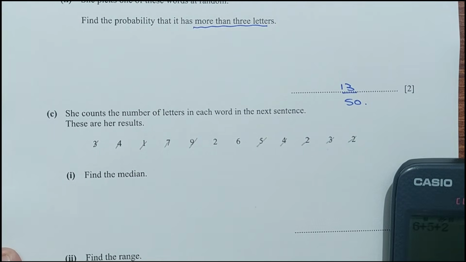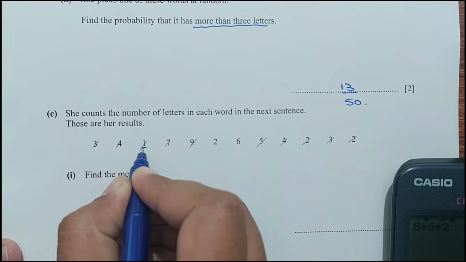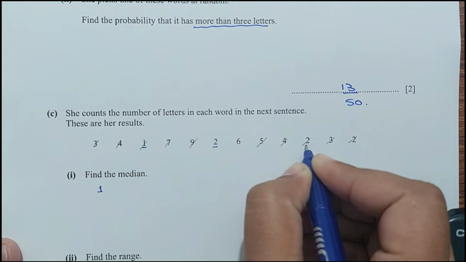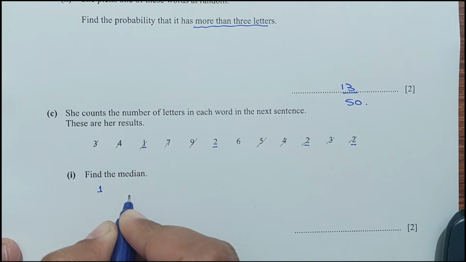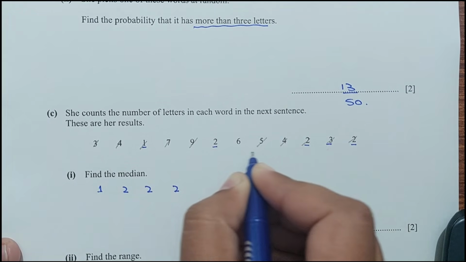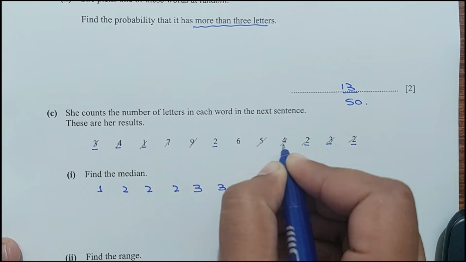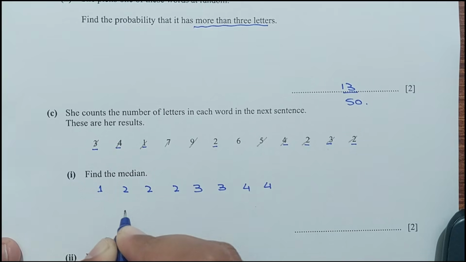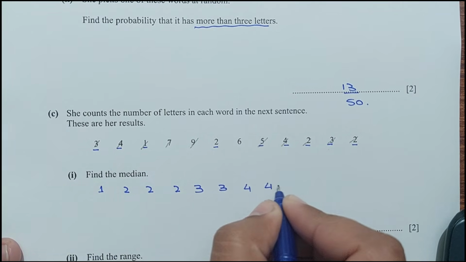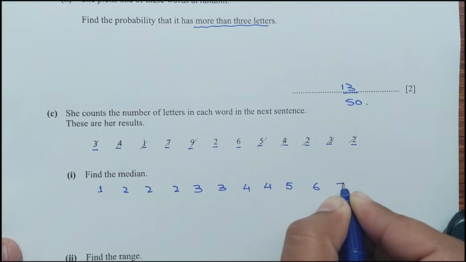Wait, for median we have to arrange the data. I skipped this. So arranging, first we have 1, and then 2, 2 and 2. So 2 is three times, then 3, 3, 3, and then 4, 4, and we have 5 just once, then 6, 7 and 9.